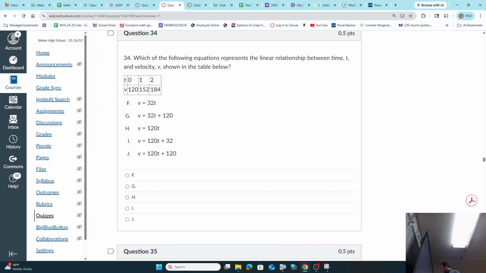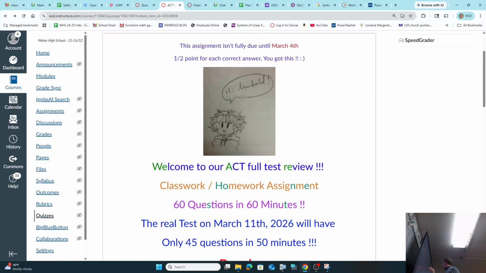So 34 is linear, so you should know how to do that one. This is the y-intercept right there. That's 120 is the y-intercept. The reason why is because of the 0. That's the y-intercept. And then the slope.